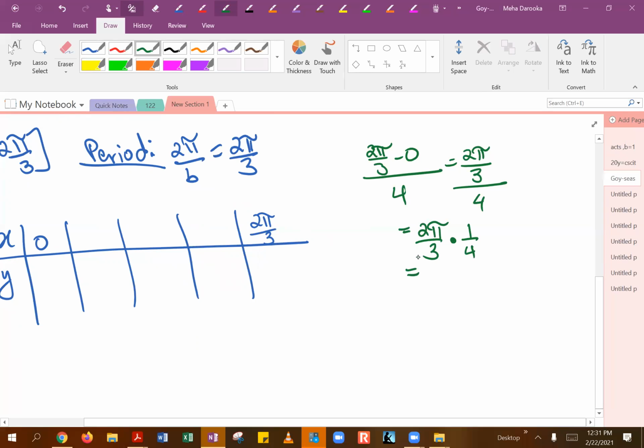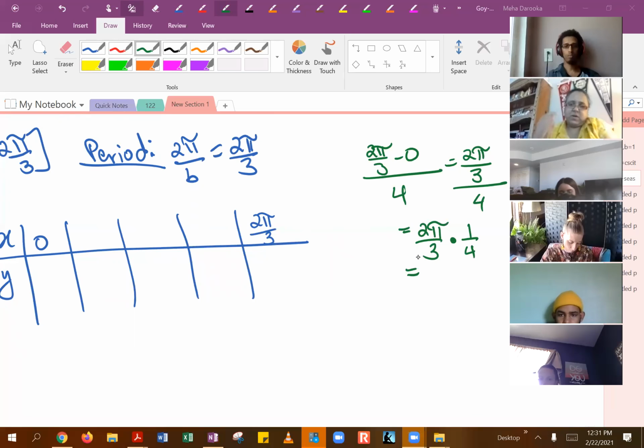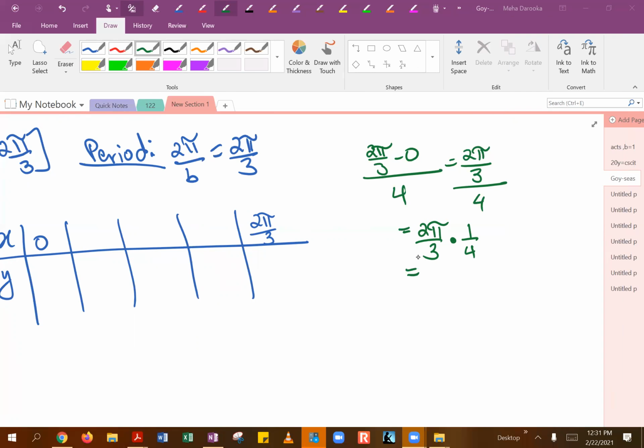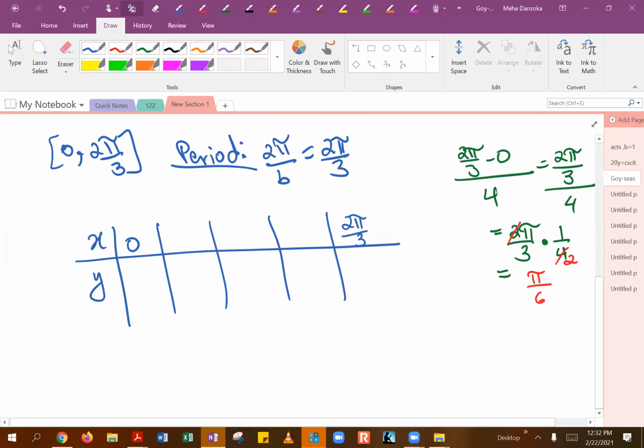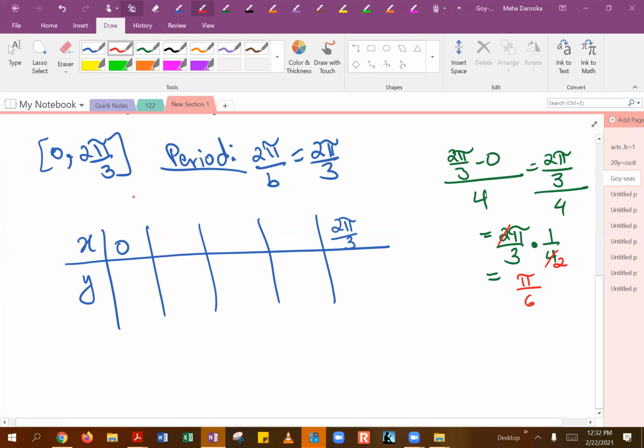2 pi over 3 multiplied by 1/4 will give us... Abdul Aziz, yeah, very good. However you want to simplify it, I look at it and I see 2 goes into 4 twice, so I can actually write this as pi over 3 times 2 is 6. So you are actually adding all of these with pi over 6.